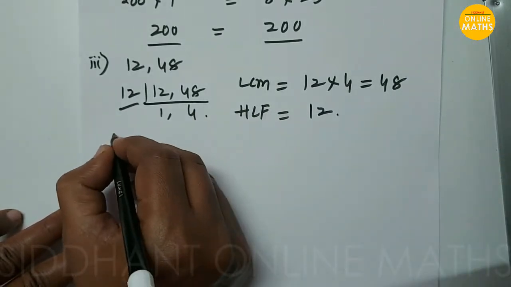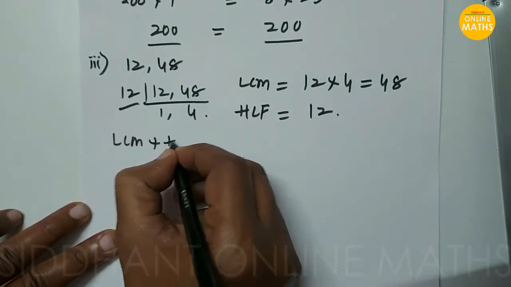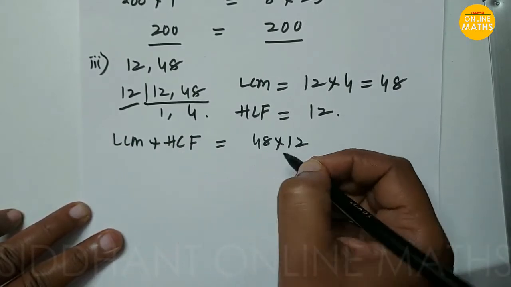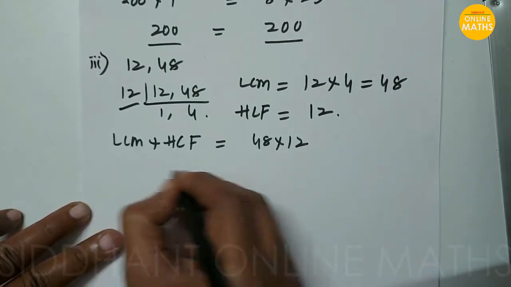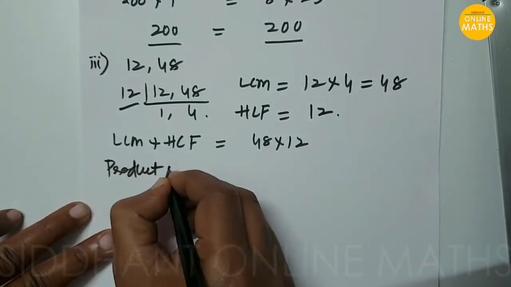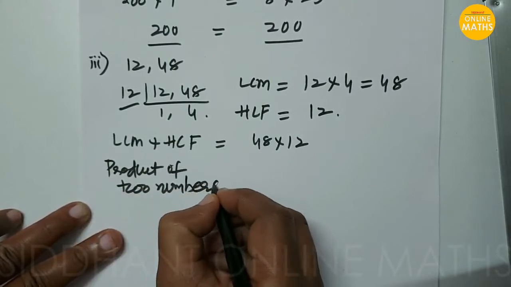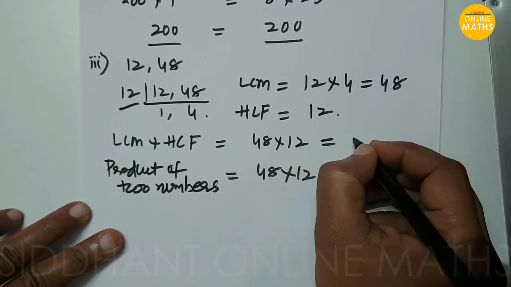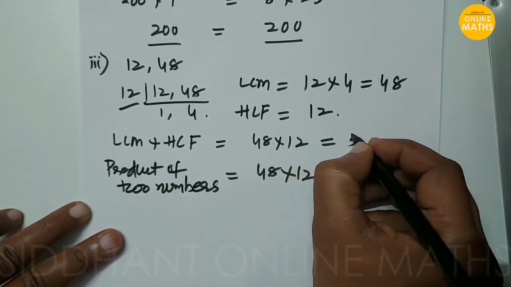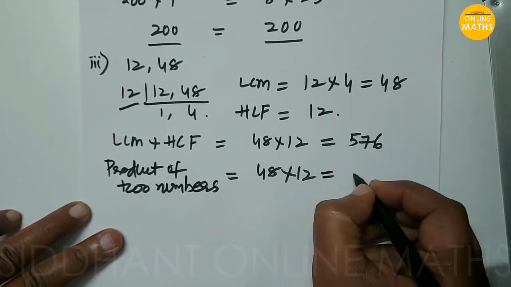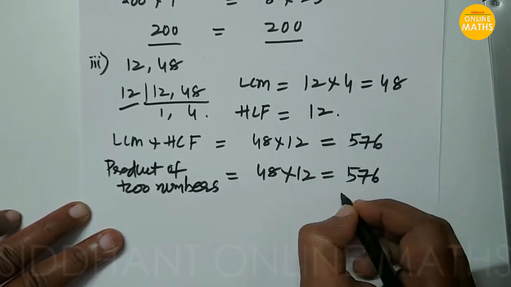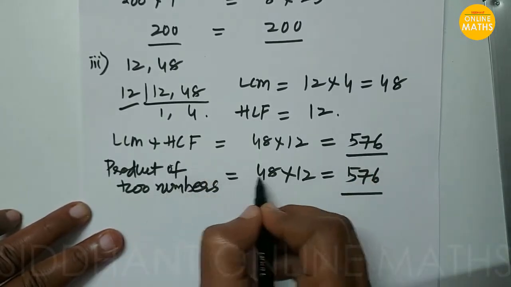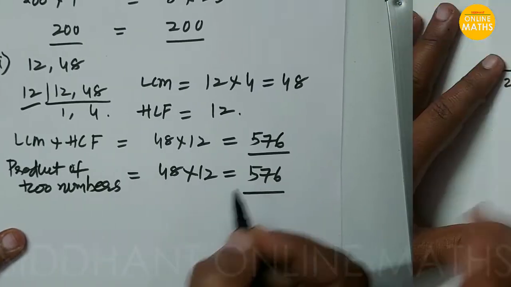So now LCM into HCF, when you do that, is 48 into 12. And the product of the two numbers is also 48 into 12. So we get 48 into 12, that is 576, and here also 576. So we got the same value, and we can say that the relationship is true here.